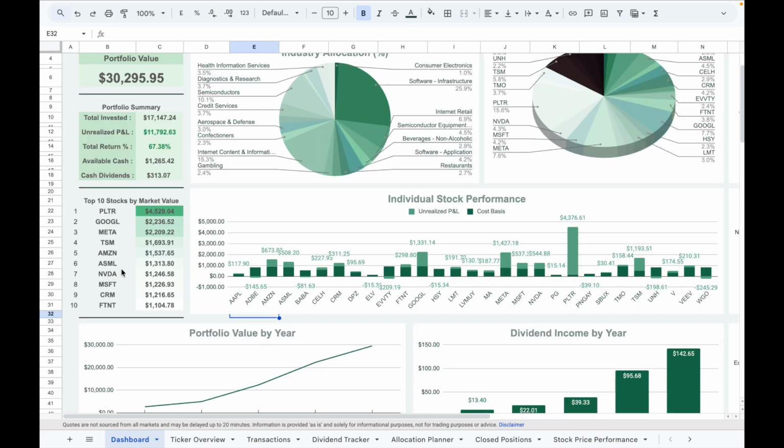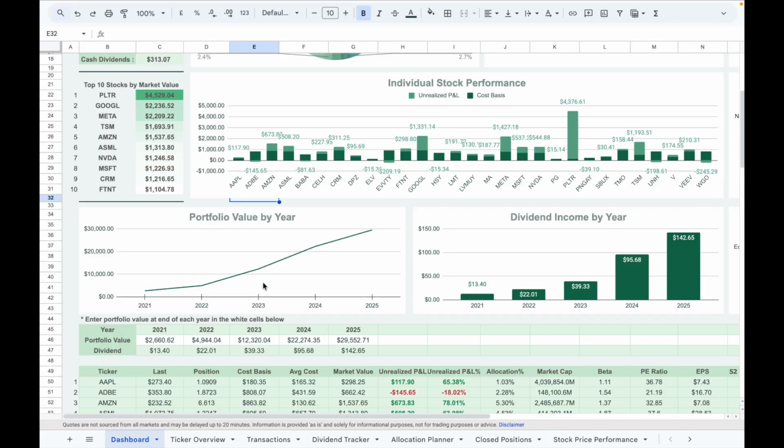Scrolling down, the table displays the top 10 stocks by market value, ranked from the highest to 10. The charts on the right compare each stock's cost basis and unrealized P&L, allowing you to quickly assess performance. In the portfolio value by year table, you can manually enter your year-end portfolio value. The year is displayed automatically and the total dividend received for each year is calculated for you. The charts above visualize portfolio growth and dividend income over time.